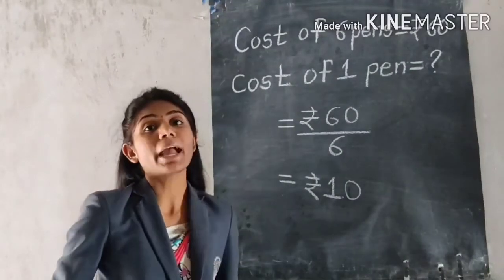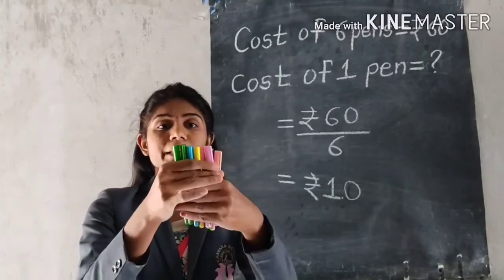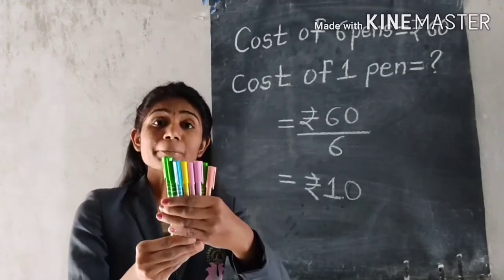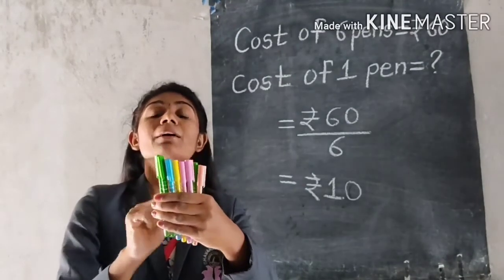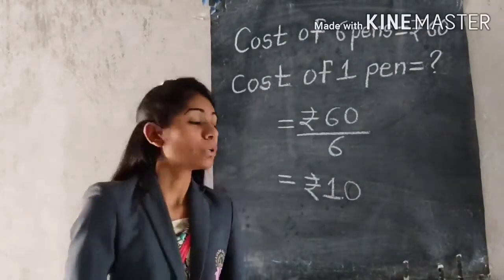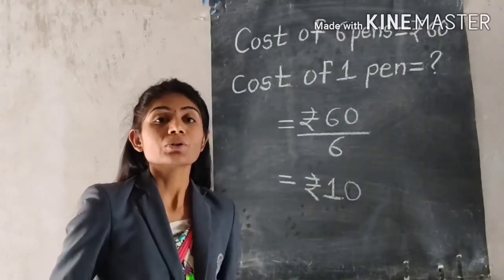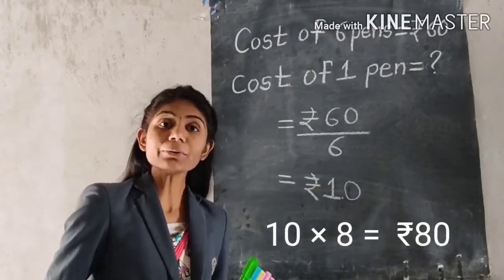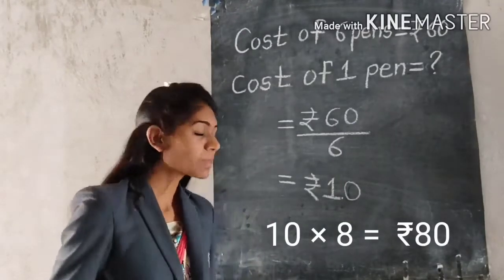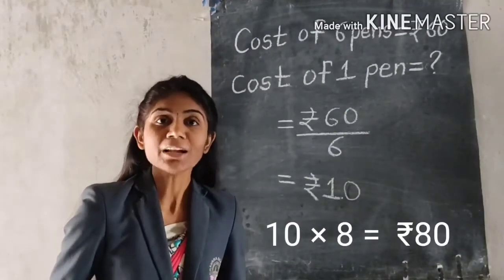And this value we can use to find the cost of any number of pens. Now I have with me 8 pens. So let's find the cost of 8 pens. We will use this value, that is rupees 10, so rupees 10 into 8. It will be 80. So the cost of 8 pens is equal to 80 rupees.